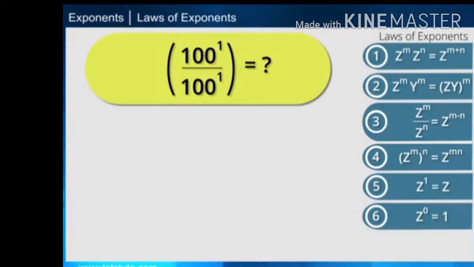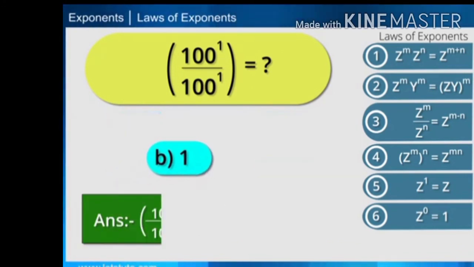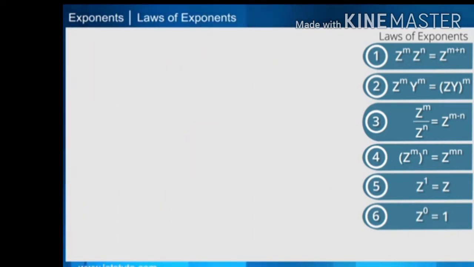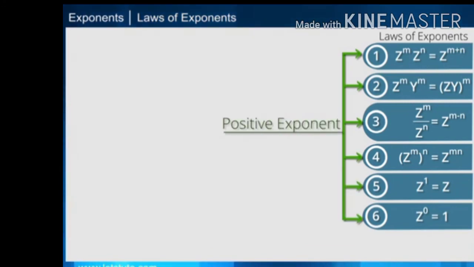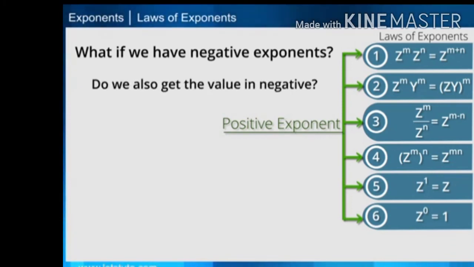What will be 100 raised to the power 1 divided by 100 raised to the power 1? It will be 1. Till now we have observed that the exponents are positive. But what if we have negative exponents? Do we also get the value in negative?